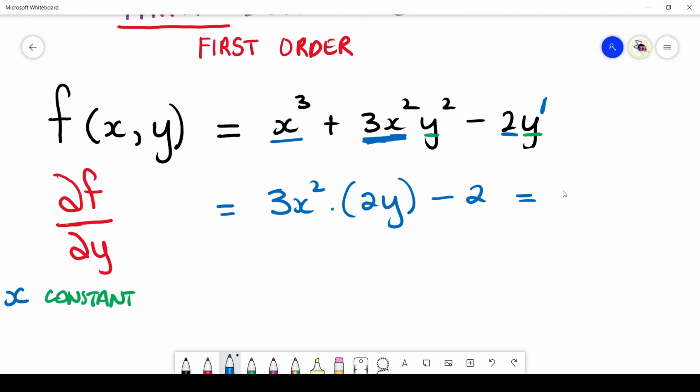Next up, we're going to clean this up. So 3 2's are 6. We have 6x squared y minus 2. And that's your final answer.